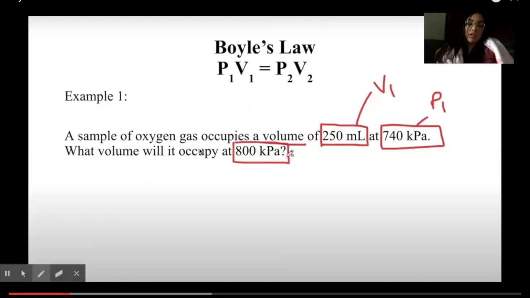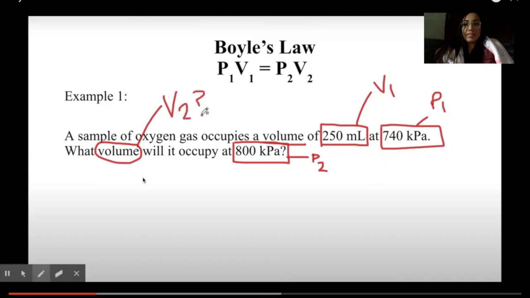What volume will it occupy at 800 kilopascals? Again, we see kilopascals. That's a dead giveaway that that's a pressure, so I'm going to label that pressure too. What volume? The "what" tells me that I don't know what that is, and that's what I'm asking for. So you're going to put a V2. What I like to do, it just keeps it more organized, is go off to the side, and even though I labeled it in the word problem, I like to make my little notes on the side.